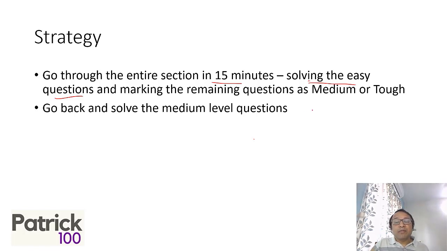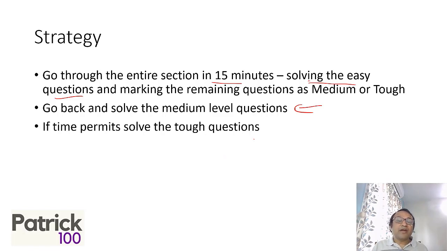Then go back and solve the medium-level questions in round 2. After the 15 minutes are over, approximately, it can be 20 or 10 depending on you. After the time limit is over, go back and solve the medium-level questions. And if time permits, then go back to the tough questions. That's how your strategy should be for both of the first two sections of the paper.